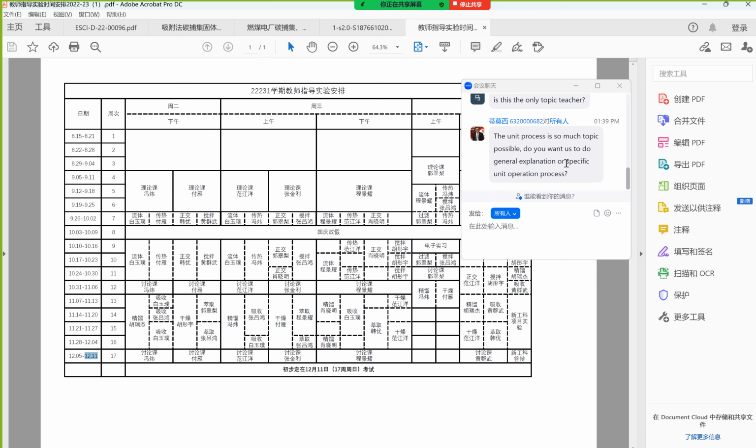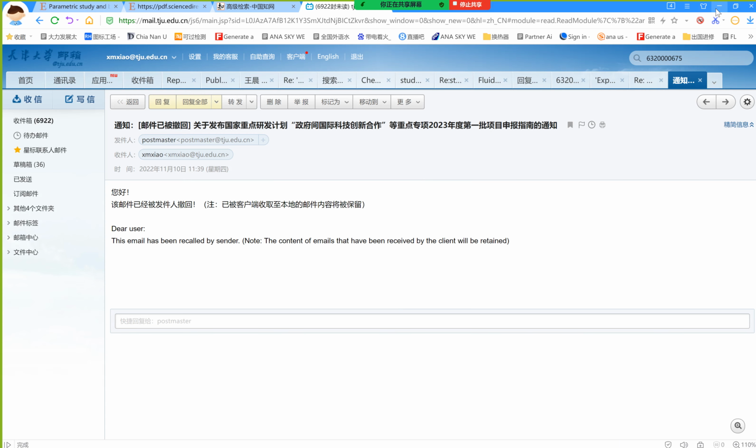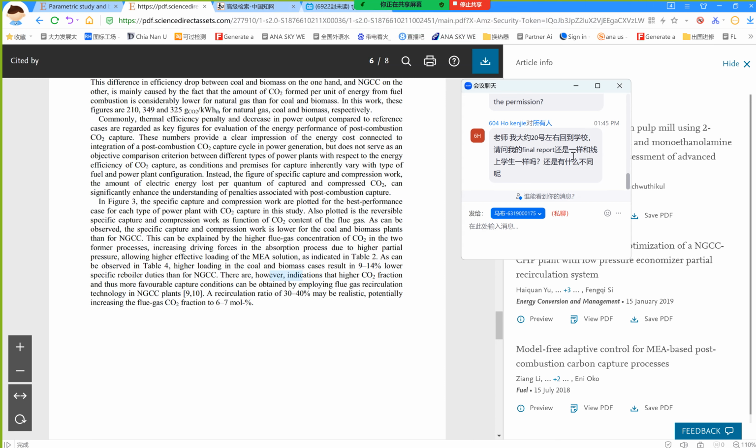I'm sorry, is it possible to get permission for some research paper websites? I think all of you are in Tianjin University, right? Not in Tianjin, but all of you have the permission to go to Tianjin University's library. I forgot how to say it in English. Library, yes. Yes, all of you have to write the final reports for this course.